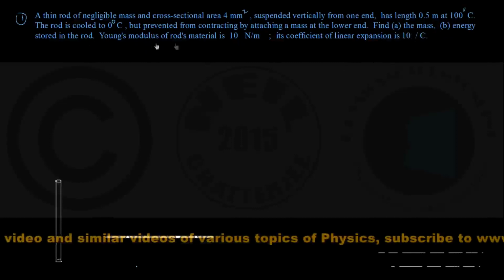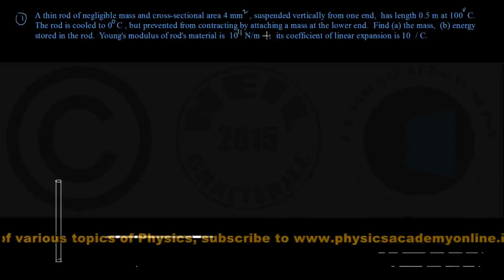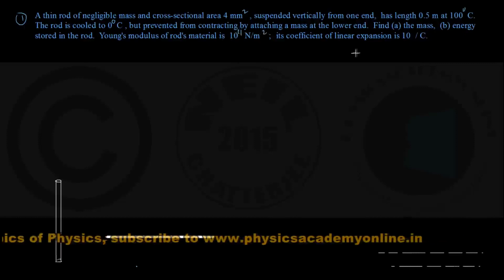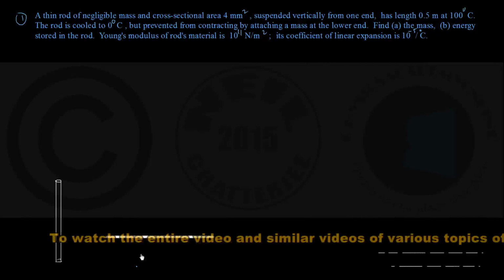Young's modulus of rod's material is 10 to the power 11 Newton per meter square, and its coefficient of linear expansion is 10 to the power minus 5 per degree Celsius. So see here, there is a new term for you, coefficient of linear expansion, and this part requires some knowledge about thermal expansion of a solid, and I shall introduce that at the right time in the problem. We shall understand the problem by drawing a figure here.